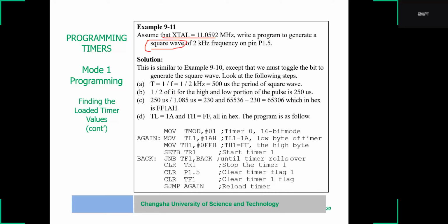2K has a frequency on pin P1.5. This is similar to the previous example, except that we must toggle the bit to generate a square wave. Look at the following steps.